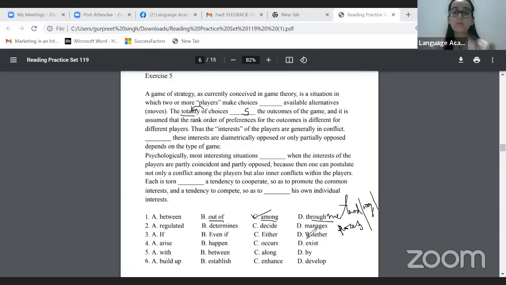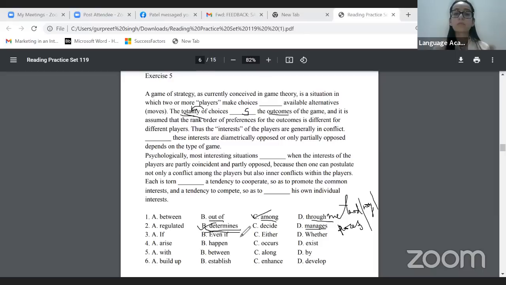So let's see how many we have. We have two options with S, determines and manages. So the totality of choices dash the outcomes. So the total number of choices, they don't manage the outcomes. They determine the outcomes. Means whatever choice we make, it will determine what outcome we are going to get or what outcome comes of the game. Whether we lose or we win, it will be determined based on the choices we have made. So totality is singular. We need a verb with S.